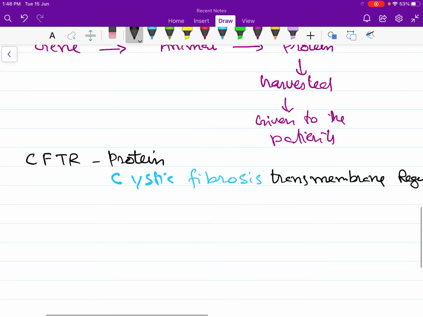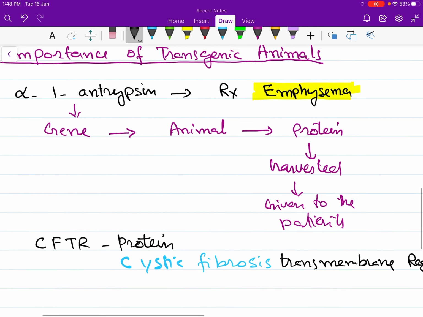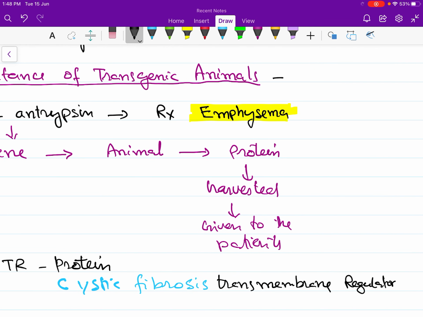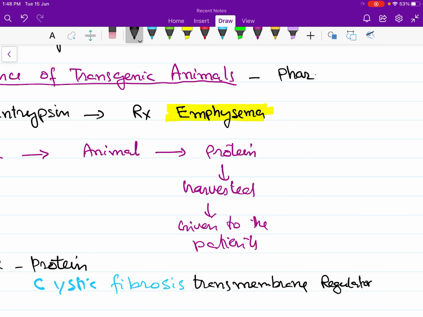So the first application, or importance, of the transgenic animals is that we can obtain pharmaceutical chemicals from them. They are used for the synthesis of pharmaceutical compounds. Pharmaceutical compounds are the compounds which are used for the treatment of disease.